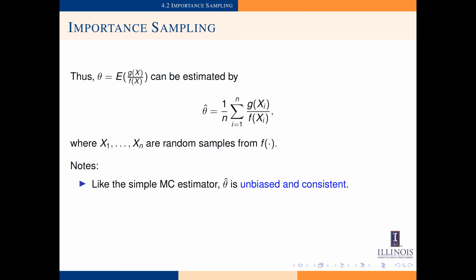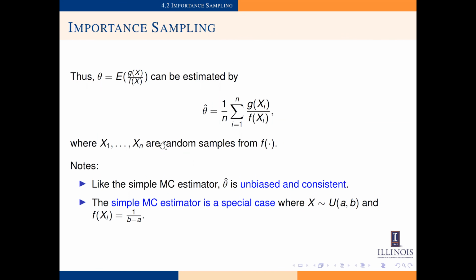You can see that, like the simple Monte Carlo estimator, theta hat obtained this way, which is a sample mean, is an unbiased and consistent estimator for the population mean, which is our theta. You can also see that the simple Monte Carlo estimator is actually a special case of this, where our x's follow the uniform distribution between a and b, and f of x for any x between a and b is given by 1 divided by b minus a.